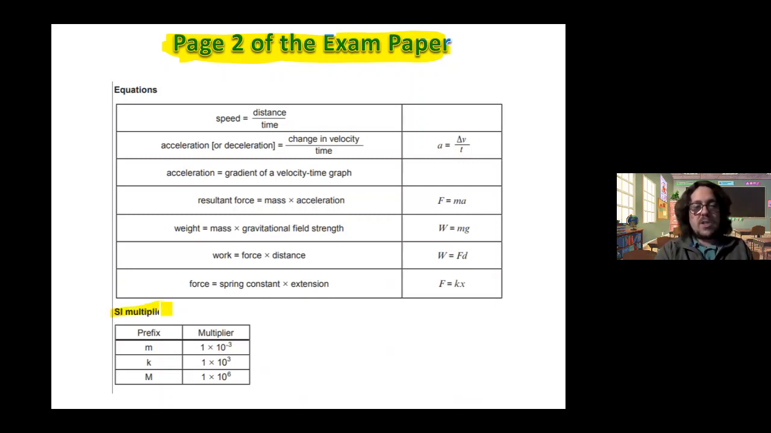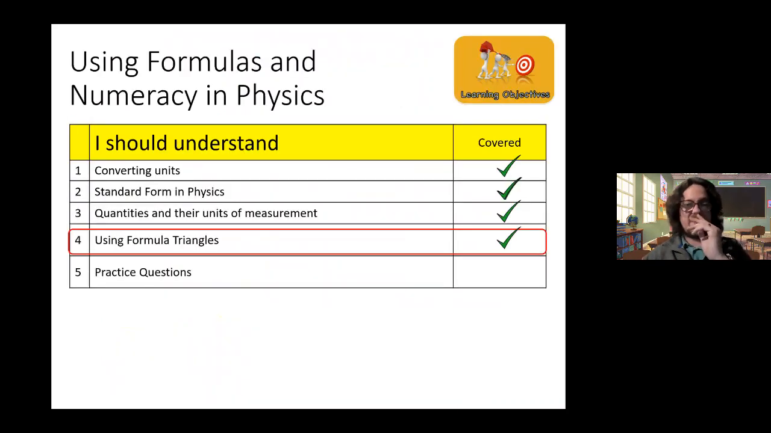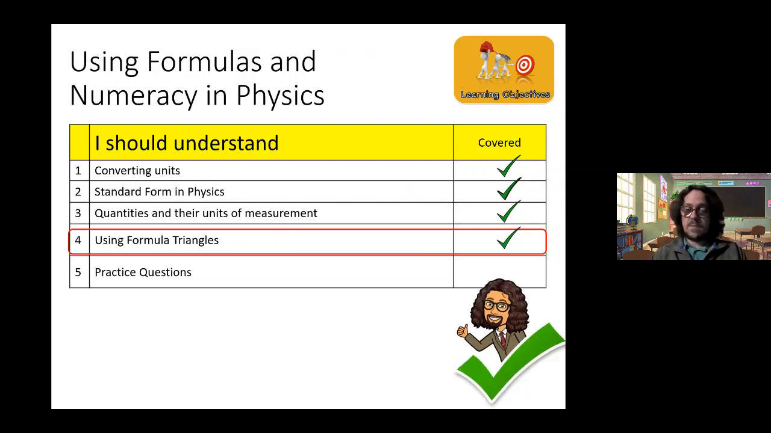Look down here, you've actually got some prefixes. So they give you these in the exam. They're telling you that milli is times 10 to the minus 3, kilo is times 10 to the 3, and they're giving you mega as well. So you've got them written down, but it's important to understand how to use them as well. Right, so that's formula triangles done. And now we're going to do some practice questions.